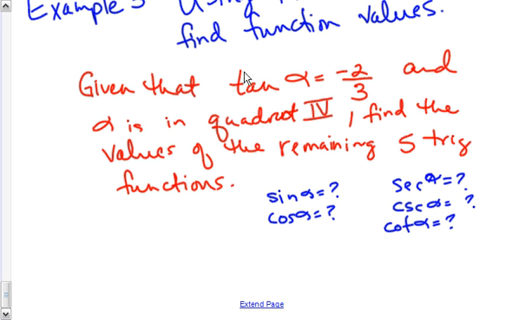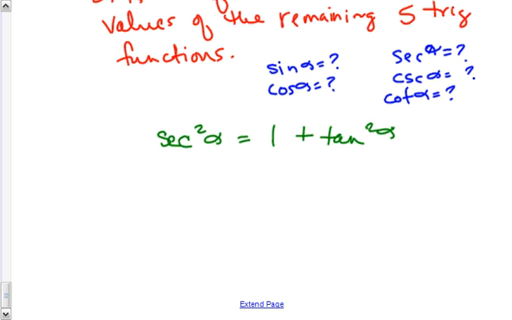Alright, they gave me tangent. I'm going to use that Pythagorean identity that looks like this: secant squared of alpha is equal to 1 plus tangent squared of alpha. But that identity we just did a few minutes ago. Using this identity and what I know, I can find secant here.